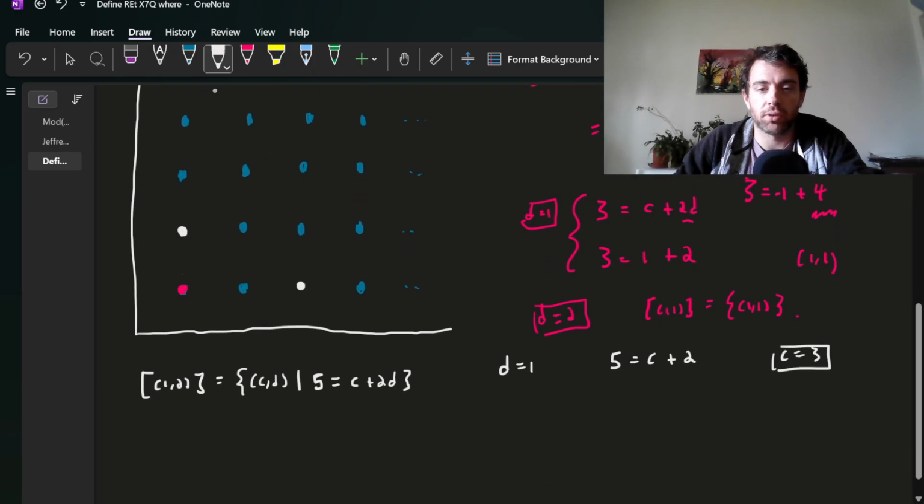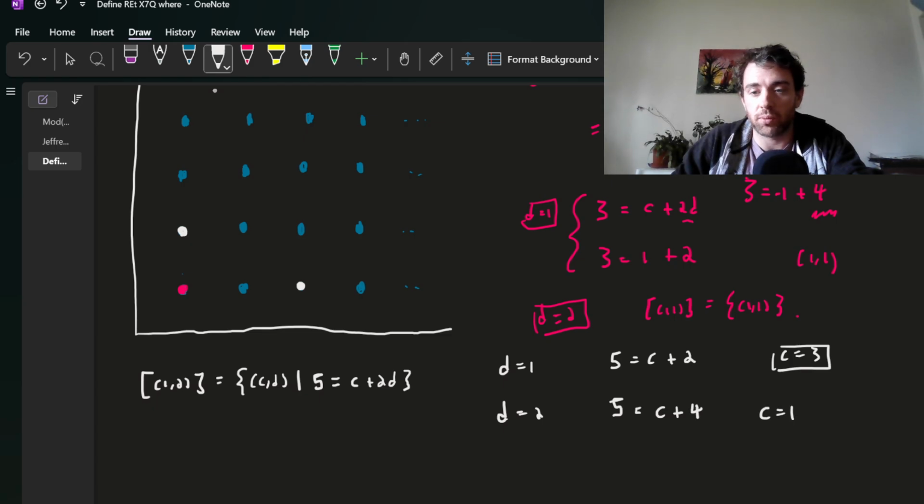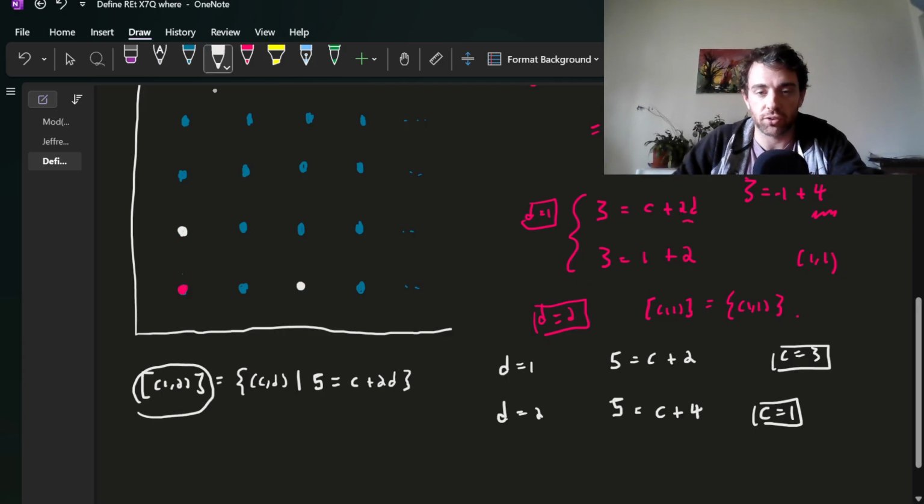What else could I possibly take D to be? Well, I could take D to be 2, potentially. Then I would get 5 equals C plus 2 times D, which is 4. And so we see, oh yeah, we have a positive integer solution for C. But that's just the pair (1, 2) itself. Again, we expected that to be in the equivalence class.